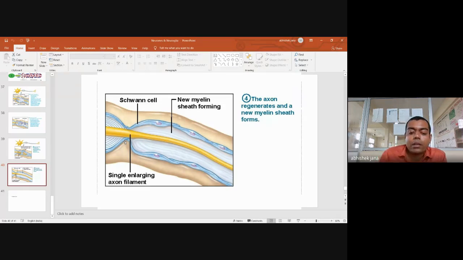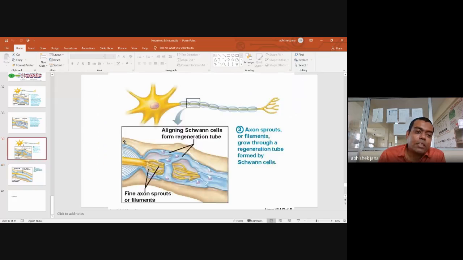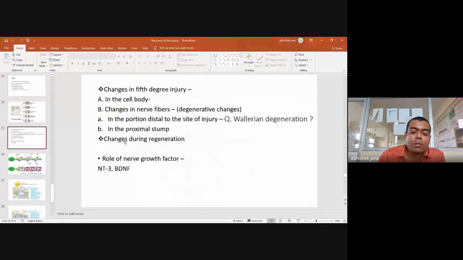As well as here, some factors are responsible for these types of regenerative processes. The Schwann cells produce one important factor that is called nerve growth factor. Neurotrophins, three neurotrophins or many other neurotrophins, as well as Schwann cells producing cell adhesion molecules, which are also responsible for this regeneration process.